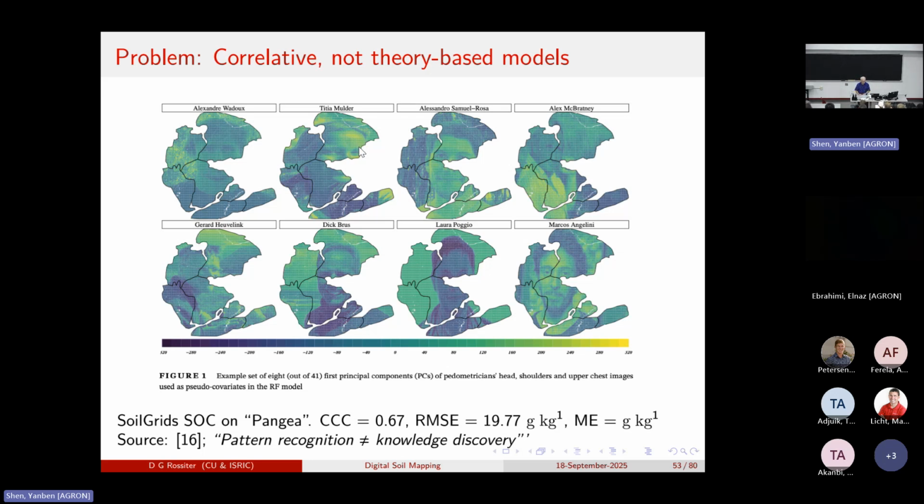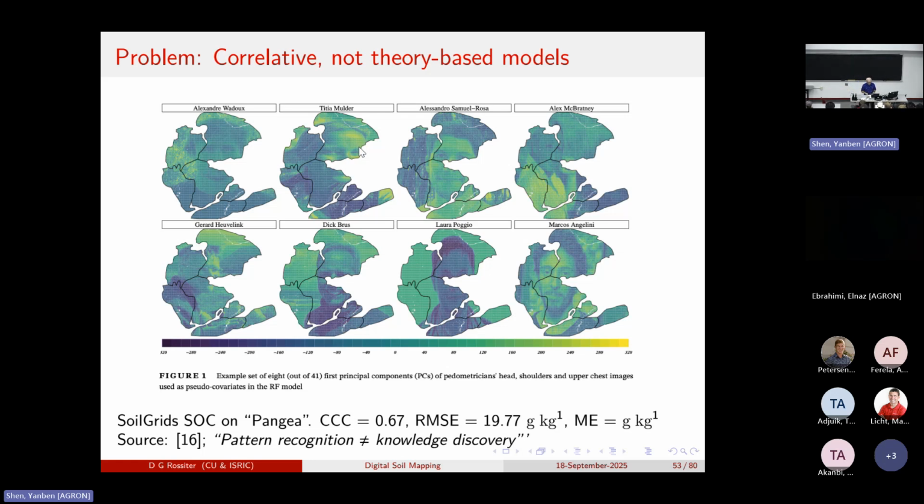What we did here is a paper where they artificially made Pangea, the old continent. They put a European soil map of soil organic matter on top of Pangea, right? So it's a completely hypothetical place. They then took the faces of 30 of us. I was included, but I did not get selected as a covariate. I got eliminated in the feature elimination. I don't know why. Maybe my face doesn't predict it.